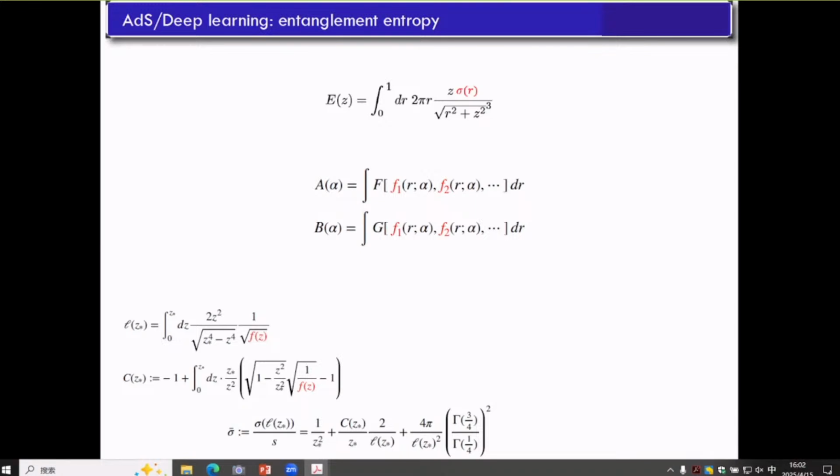So about this integral problem, let me generalize. This can be understood like this. There's some functional. The functional has two functions, F1, F2. In this case, F1 can be sigma, but no F2. But in principle, you have more functions. And this is the integral over R, that's the holographic direction. And you have some parameter, alpha. You need this parameter because you need the big data. So every alpha will give every value. So that plays the role of big data.